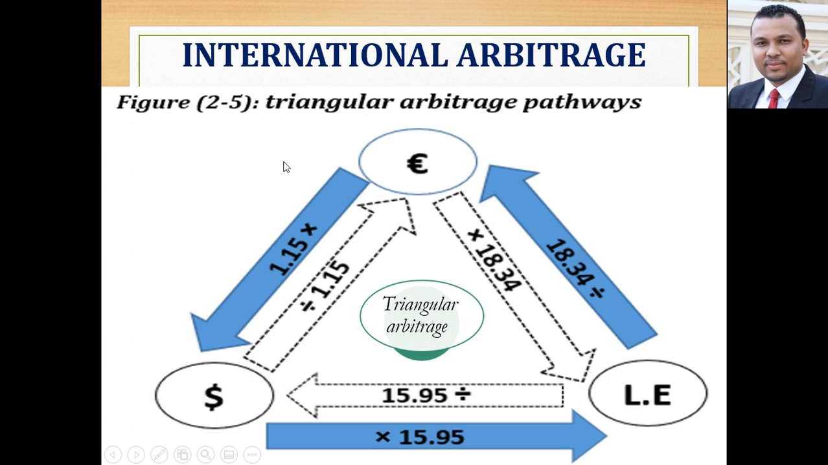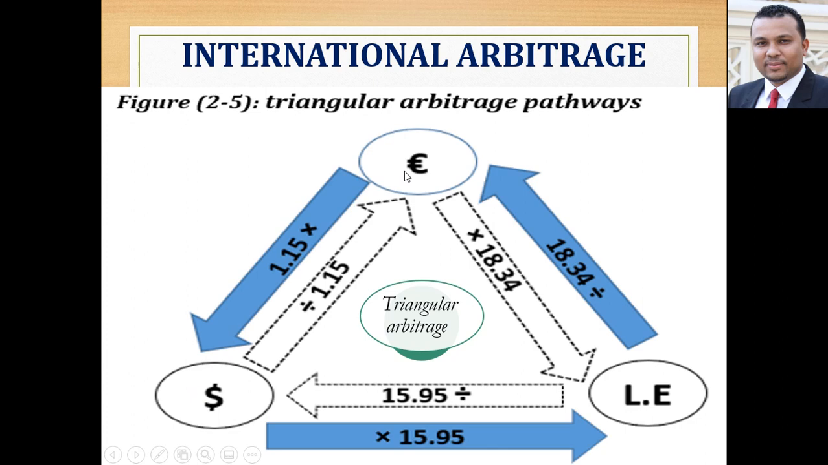Now, we started with 10 million euro. We finished with 10 million and 1,363. So, surely, this direction is the pathway of profit. The net profit equals 1,363 euro. So the blue direction is the profit direction, the profit pathway.